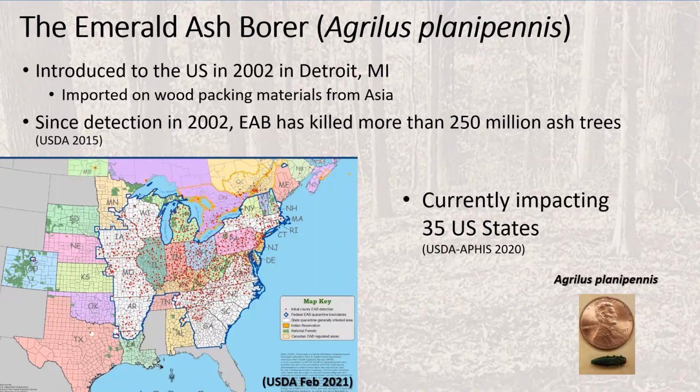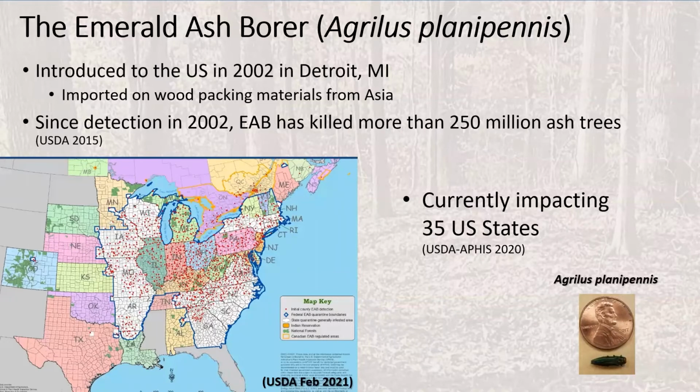It was introduced in 2002, and by 2006 it had reached Illinois. Here you can see the map from 2021 that it's really spread quite far. I don't have a map of our native ashes range, but across our native ashes range, it's really spread rapidly. So it really is occupying most of that space right now.